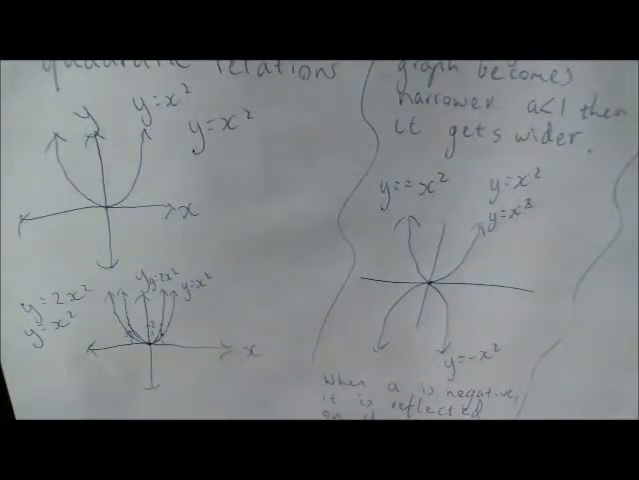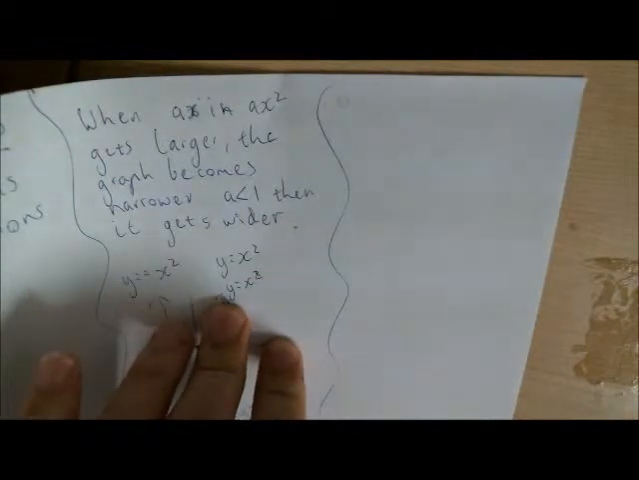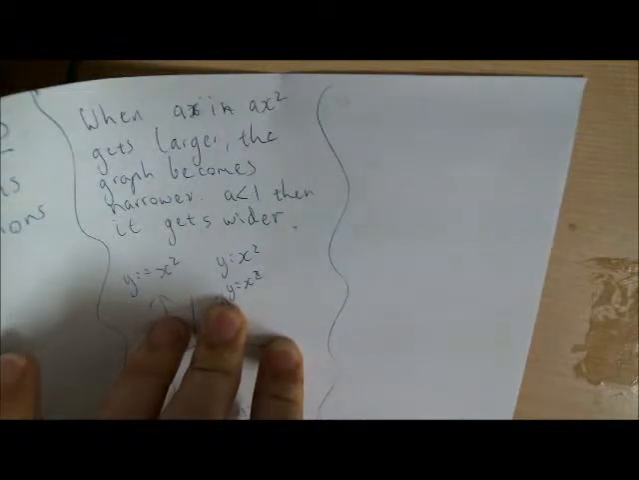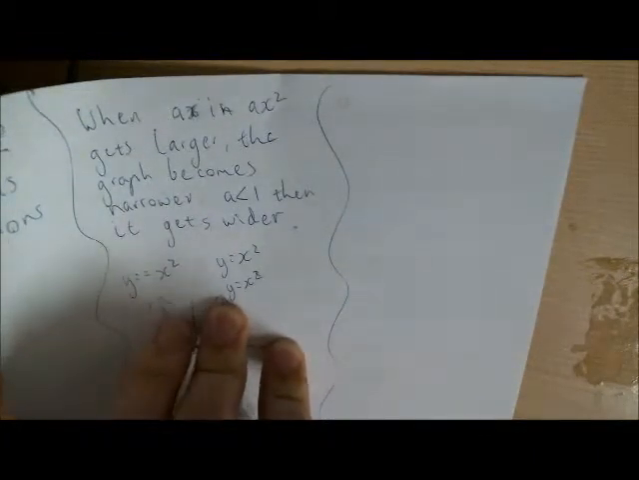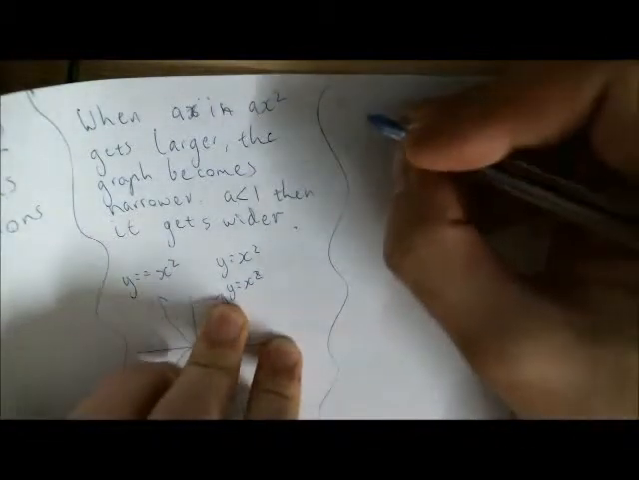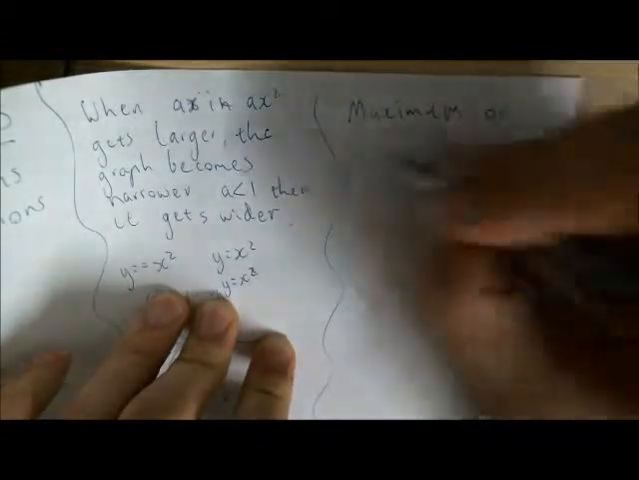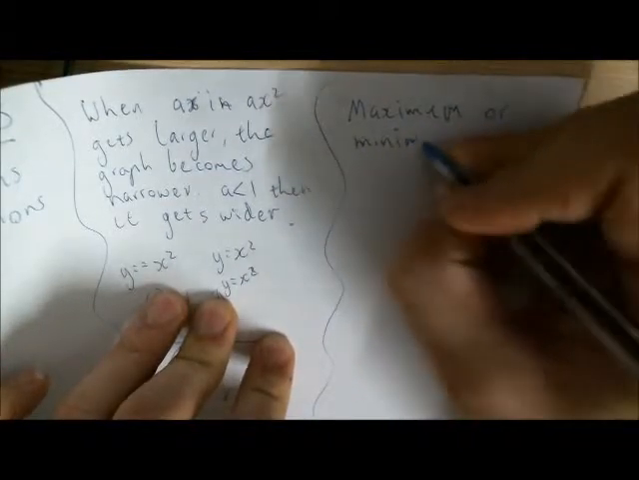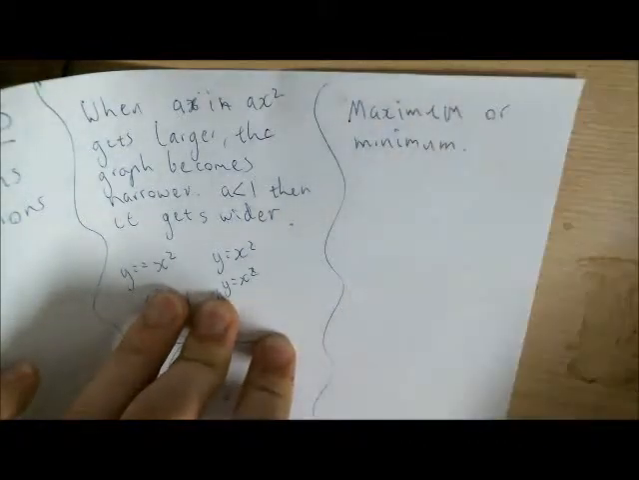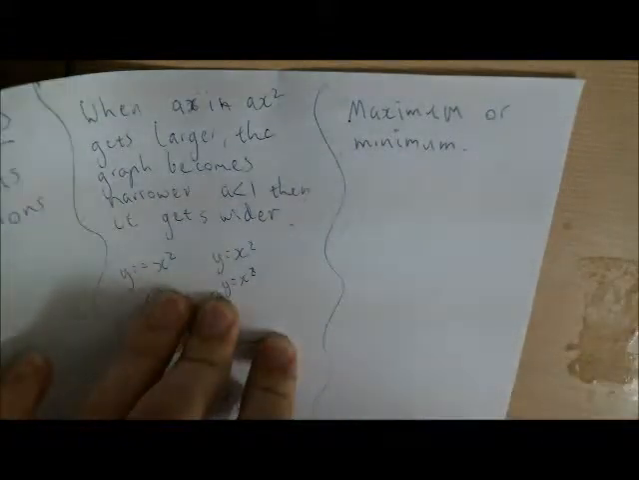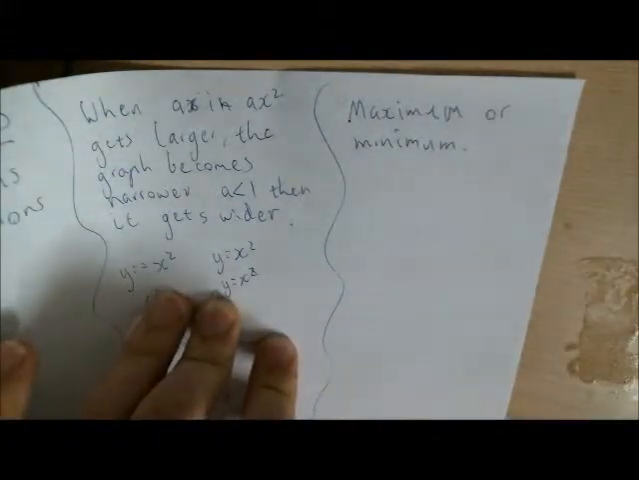So, things that they'll be asking you to find are whether it has a maximum or minimum. Basically what this means is maximum means it's the highest possible value that it can get, and minimum is the lowest possible value you can get.